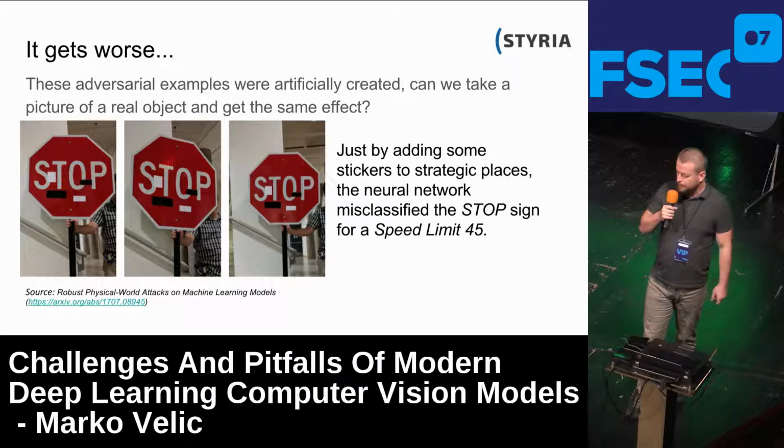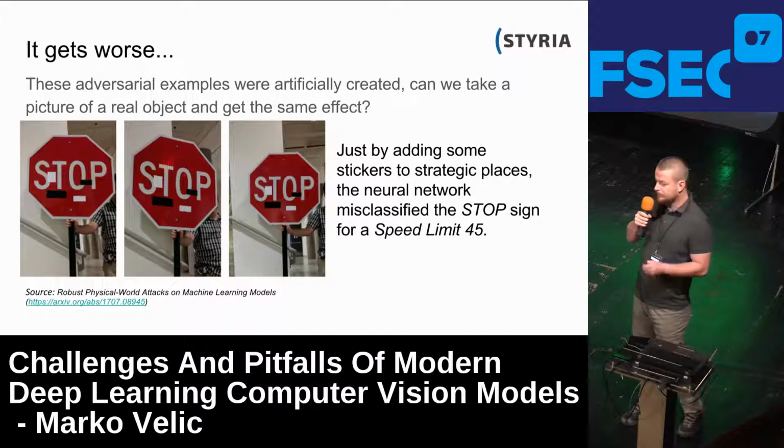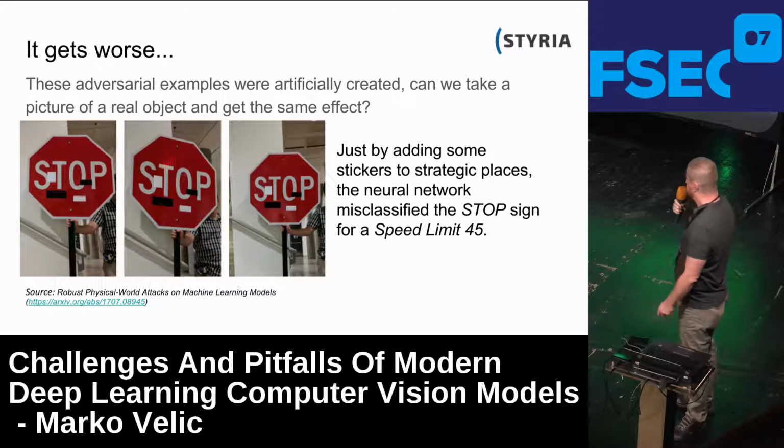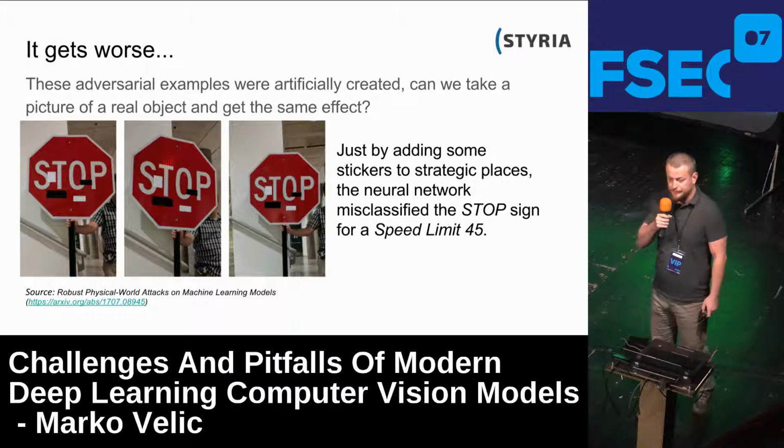And they actually found that these examples are fairly robust to, for example, rotations of this sign, and these are real images. And the stop sign is misclassified as speed limit 45, which you don't want. So getting back to a self-driving car example.